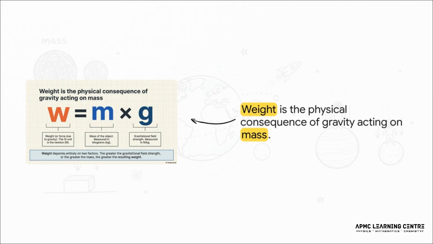Just look at the structure of that for a second. This formula proves something huge. Your weight is not an inherent property of your body. It is just the physical consequence of your specific mass interacting with whatever specific gravitational field you happen to be standing in at the time. So, if your mass increases or the local gravity increases, your physical weight goes up.